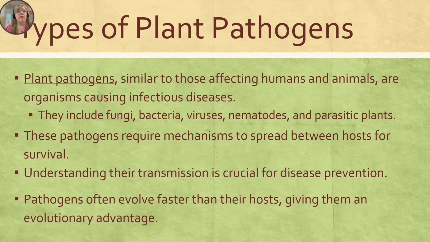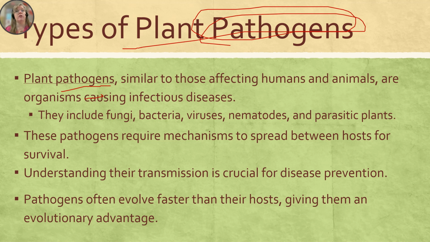All right, so the plant pathogens, again, it's some living thing. We're still talking biotic. Plant pathogens are living, and it is contagious from one plant to the next. Plant pathogens are similar to human pathogens and animal pathogens because they are organisms that cause infectious diseases. We use the same word when we're talking about humans, animals, and plants. Pathogen just means anything that makes you sick.